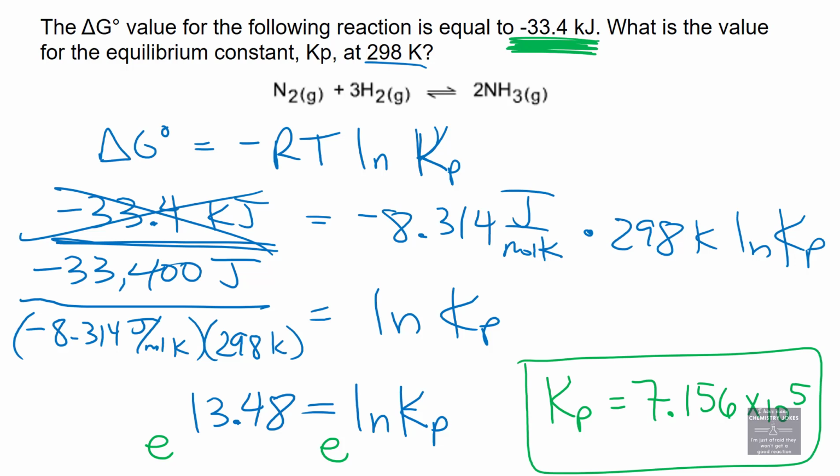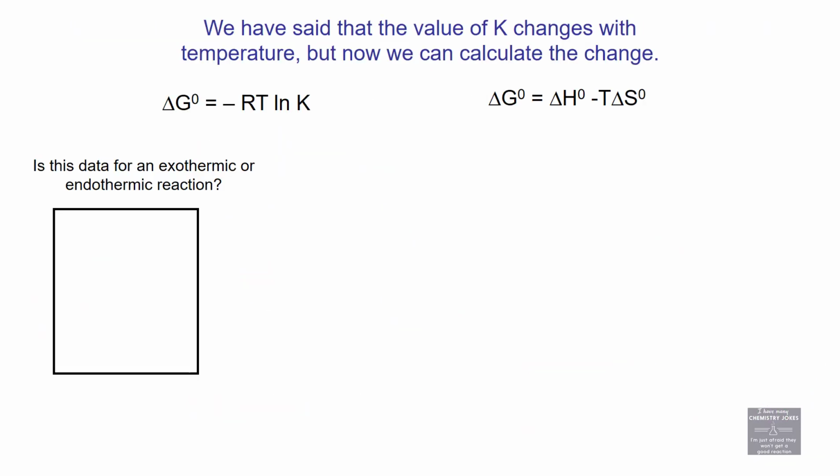My delta G is negative. That tells me my reaction is spontaneous, and spontaneous reactions must always have K values greater than 1. If you got a K value less than 1 and a negative delta G, you did something wrong in your math. It's a great idea to go back and check. Always, always, always.